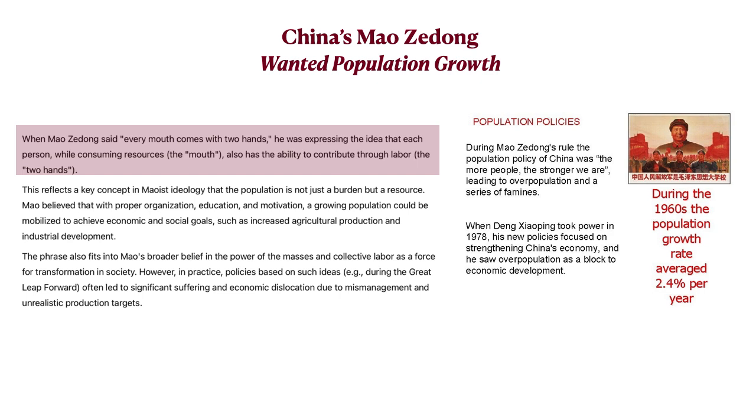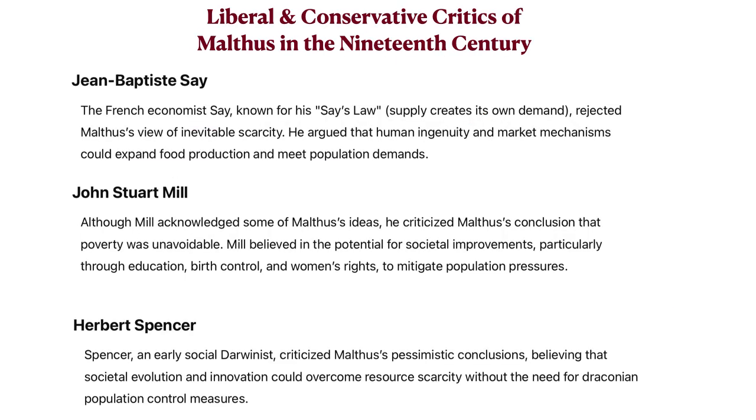Interesting, very quickly after Mao Zedong died, these ideas were overturned. Deng Xiaoping took power in 1978, and he saw China's rapid population growth as a block to economic development, and not long afterwards came China's famous one-child policy. It wasn't just Marxists or those on the far left who were very critical.